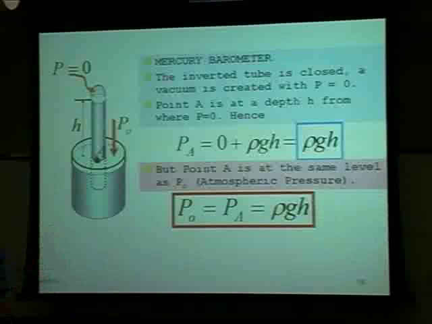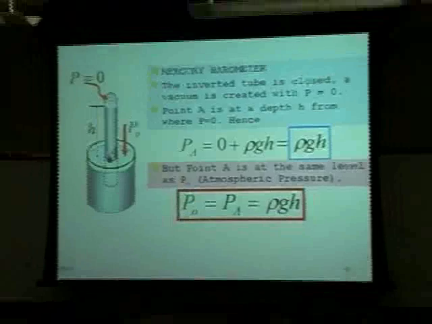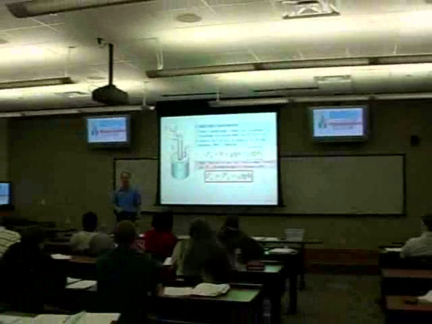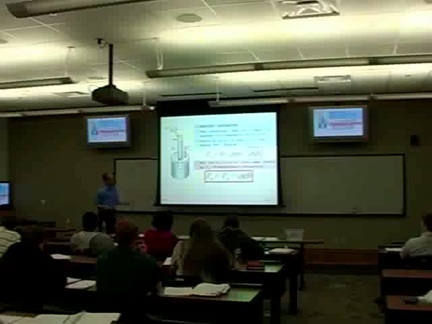So what I've set up here is a way to measure the pressure of the atmosphere based on the height of this mercury column. And I could graduate that column for different pressures and calibrate. That's basically a mercury barometer.